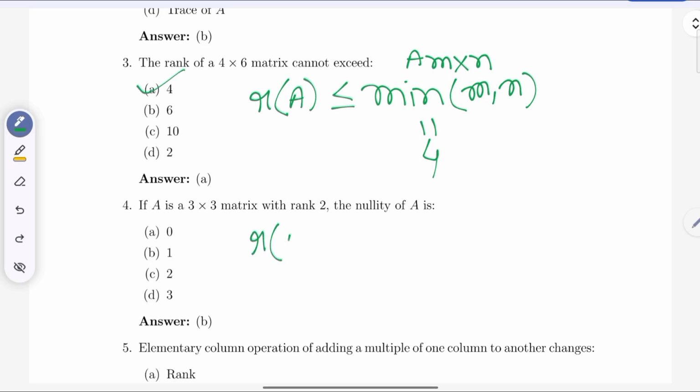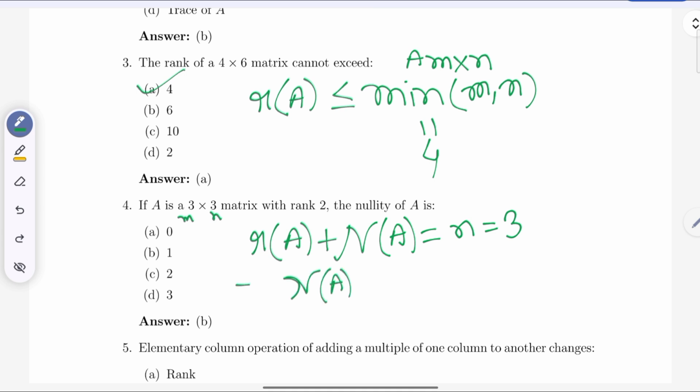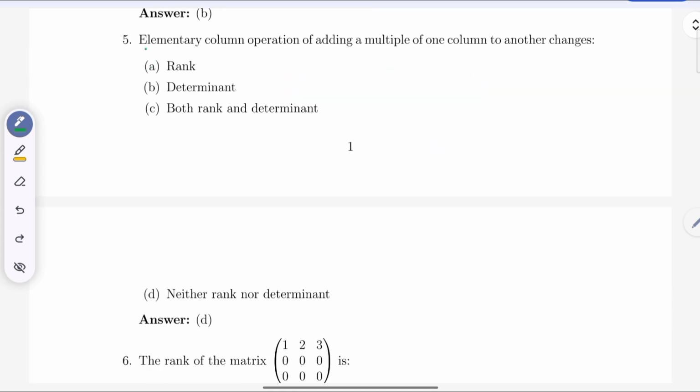If A is a 3 by 3 matrix with rank 2, then we know the formula rank plus nullity of a matrix equals n, the number of columns, which is 3 here, because m is 3 and n is 3 also. So if rank is 2, then nullity of A equals 3 minus rank, that is 3 minus 2. So nullity is 1. Option B is correct.